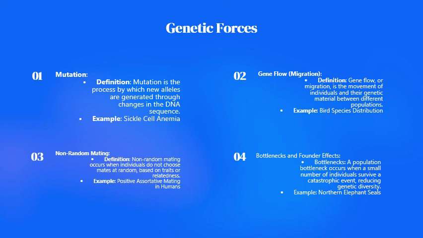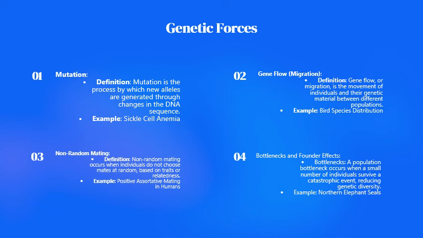And so let's move on to number three, non-random mating. An example of this could be positive assortative mating in humans. In some human populations, individuals with similar traits such as height or education level are more likely to marry each other. This can lead to an increase in homozygosity for certain alleles related to those traits within the population.